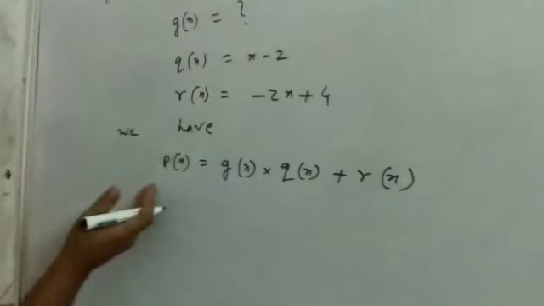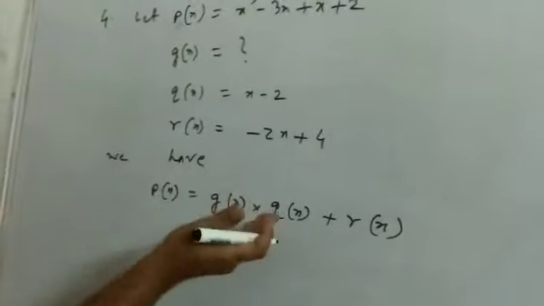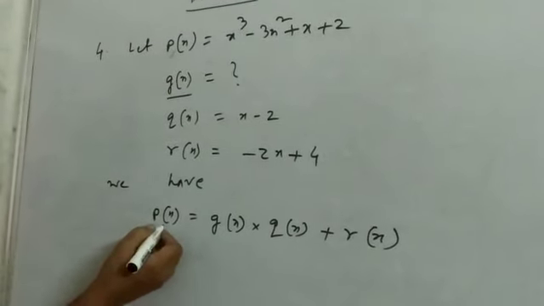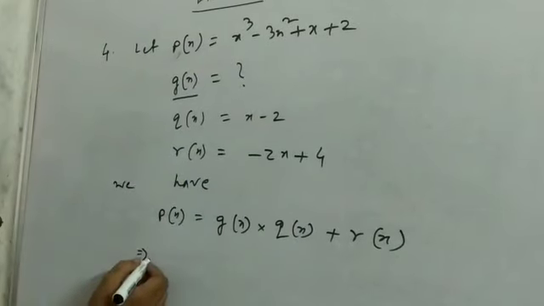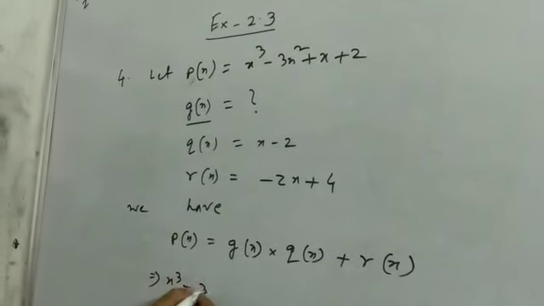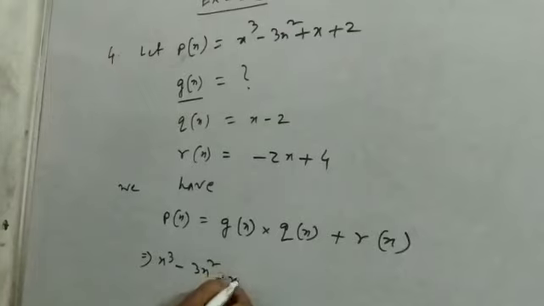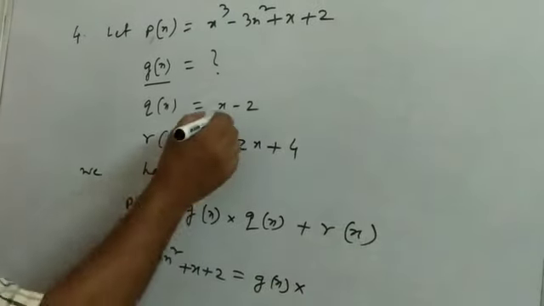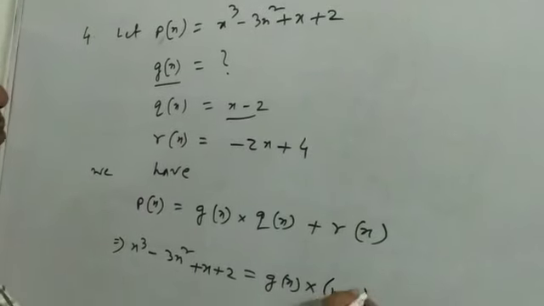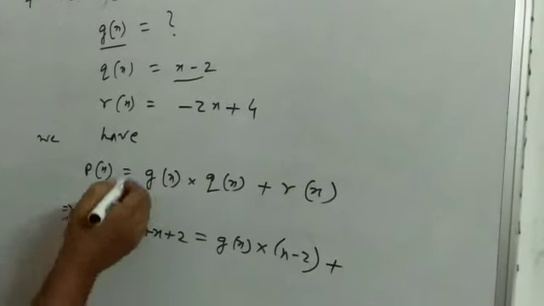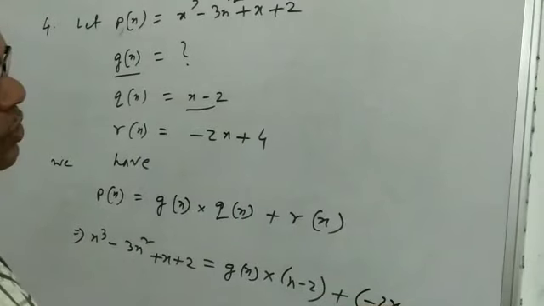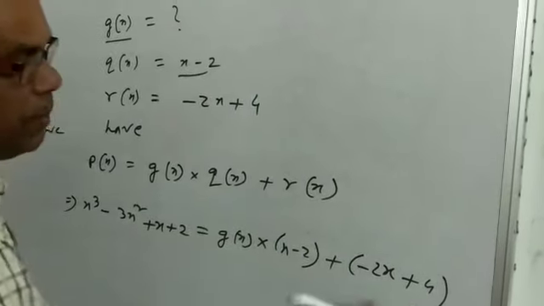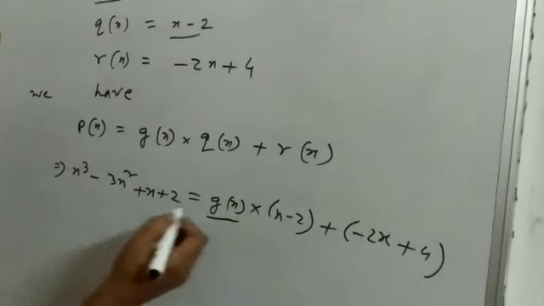Now we have 4 terms. 3 terms are given. We will simplify and we will get the 4th term. Now put the values in respective places. P(x) value is x cube minus 3x square plus x plus 2 is equal to g(x) into q(x) value, x minus 2, plus r(x). r(x) is minus 2x plus 4. This is the line. We will simplify and we will find the value of g(x).